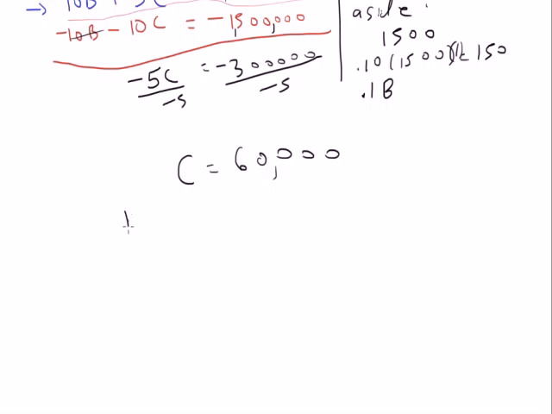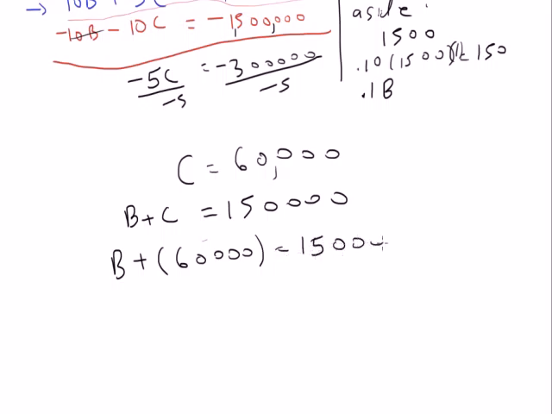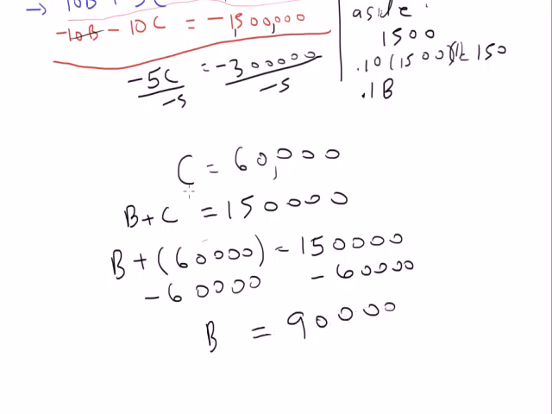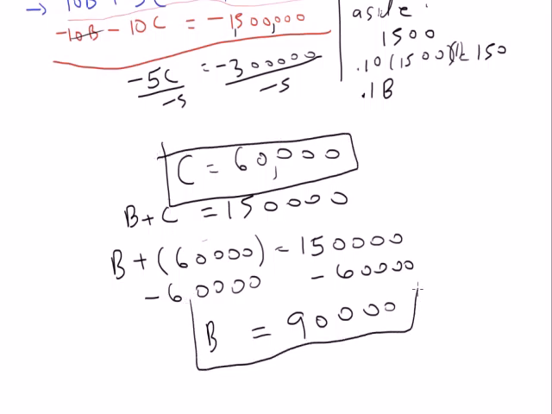Now to solve for B, I'm going to look back at the first equation, which said B plus C equals 150,000. I now know C should be 60,000, so I'm going to plug that in for C. So I'll have B plus 60,000 equals 150,000. Subtracting the 60,000 from both sides, we'll get B equals 90,000. So here, we're going to see that the couple would want to invest 60,000 in the 5% yielding certificates of deposit and 90,000 in the 10% yielding bonds.